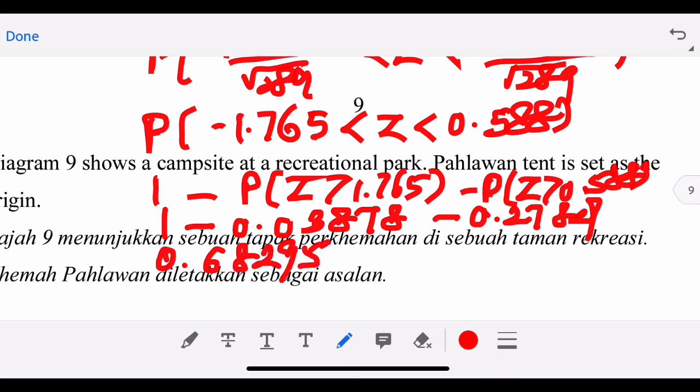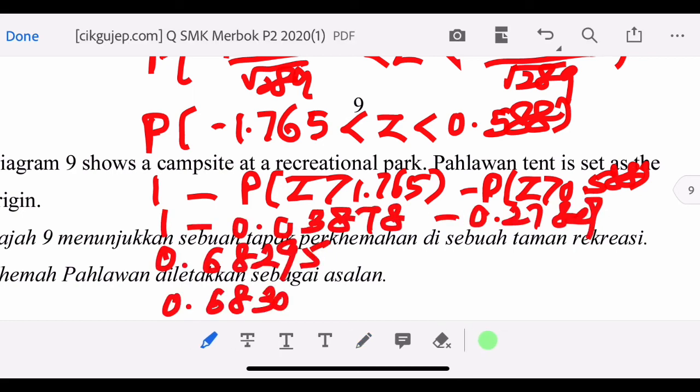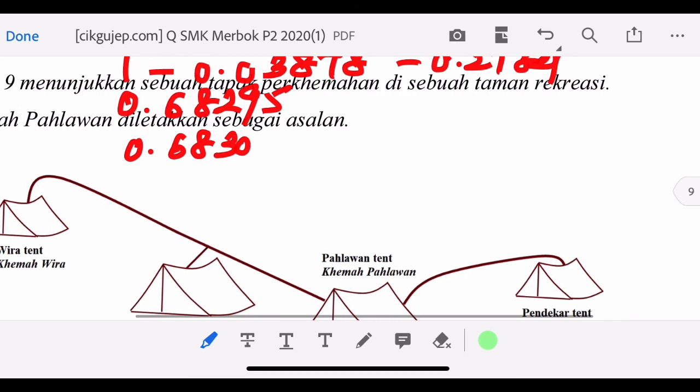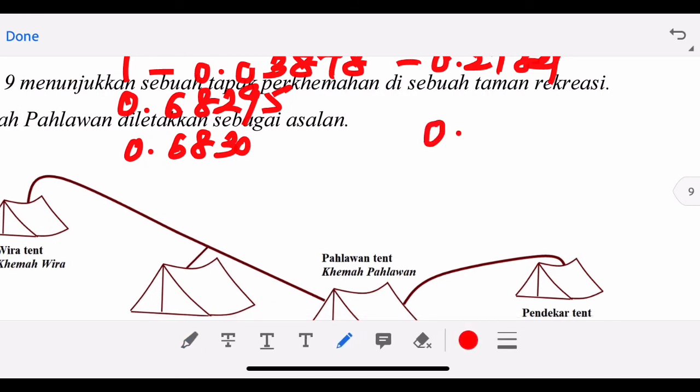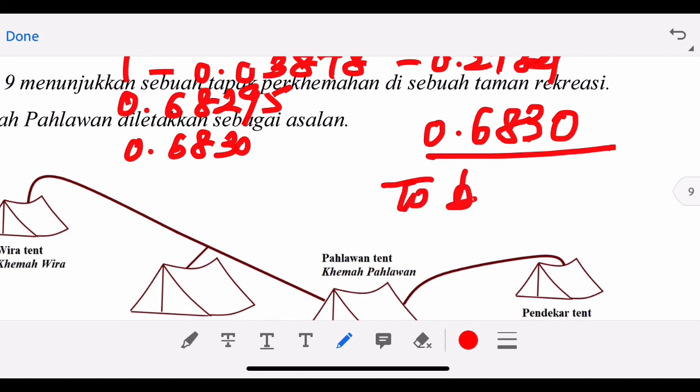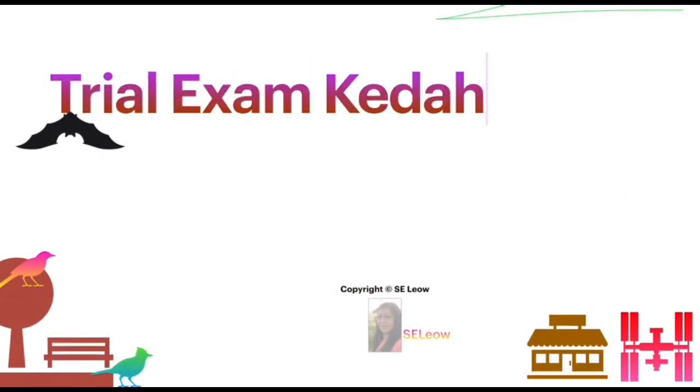0.278. Okay, so finally your answer will be 0.68295. Okay, if you write 0.6830 is accepted, no problem. So this is the answer that you got, okay, for the normal distribution. So if they want a percentage, then only you convert to percent. Alright, 68.30%, but they didn't ask.